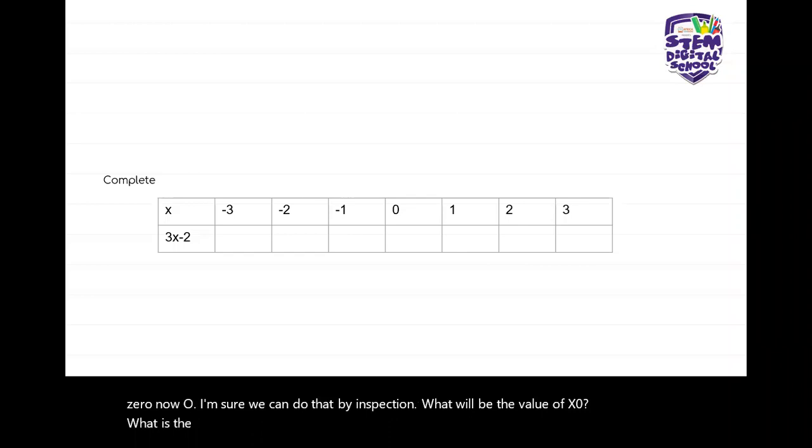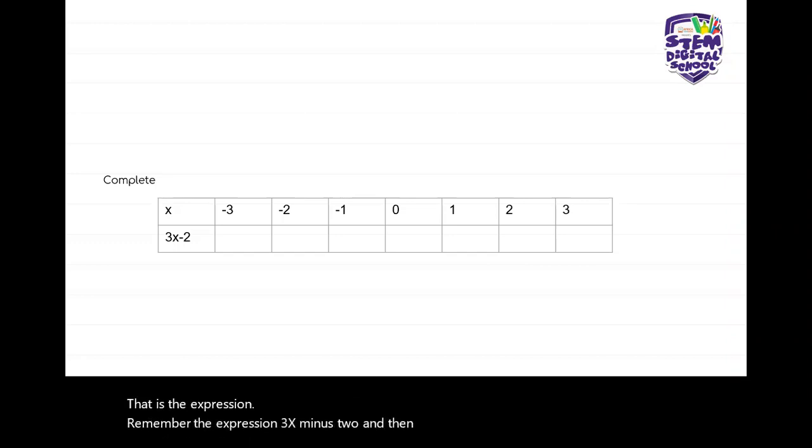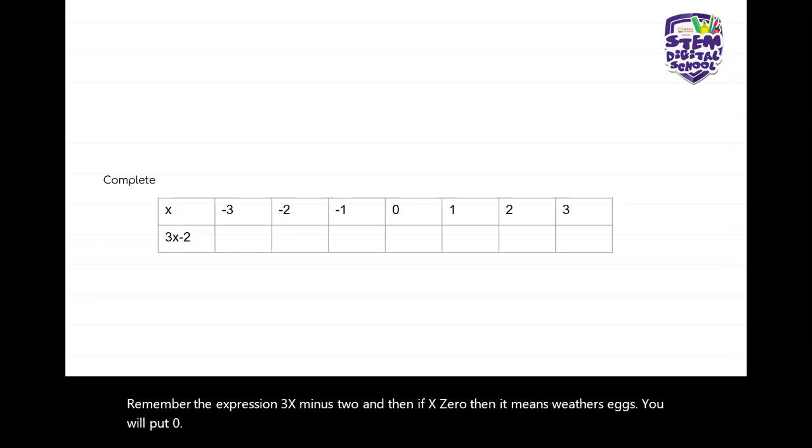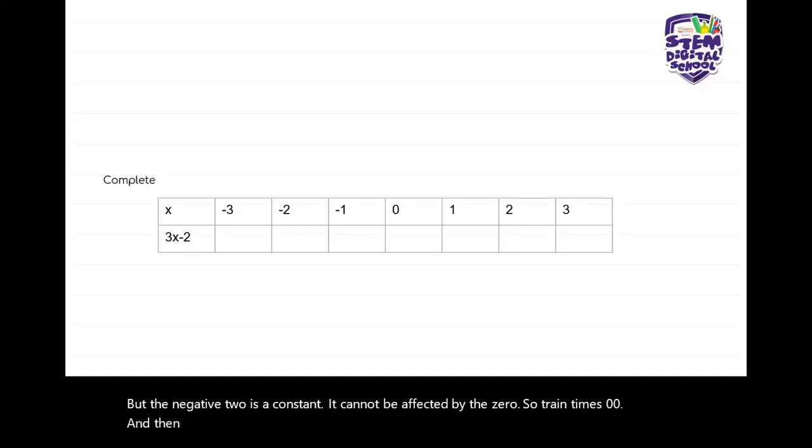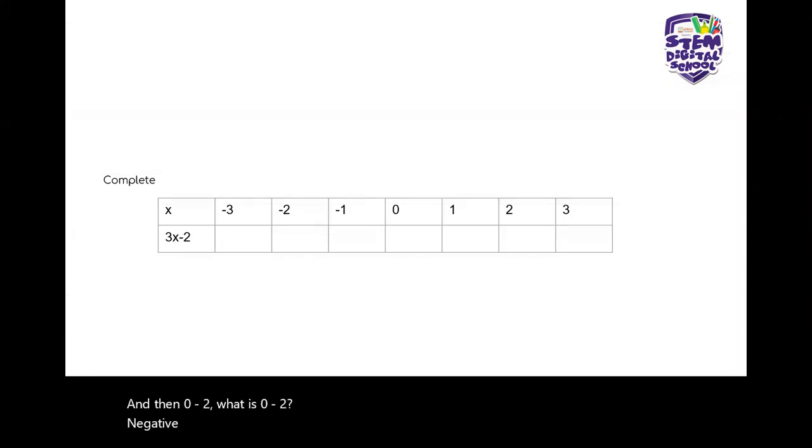Nhlanhla says 0. Nhlanhla, remember the expression is 3x minus 2. If x is 0, then where there is x, you will put 0. But the negative 2 is a constant. It cannot be affected by the 0. So 3 times 0 is 0, and then 0 minus 2. What is 0 minus 2? Negative 2. So if x is 0, then y is negative 2.